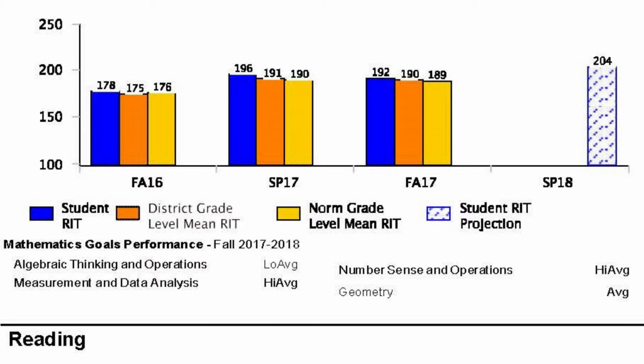Low, student goal scores are lower than the 21st percentile. Low average, student goal scores fall within the 21st to the 40th percentile. Average, student goal scores fall within the 41st to 60th percentile. High average, student goal scores fall within the 61st to the 80th percentile. High, student goal scores fall within the 81st percentile or higher.